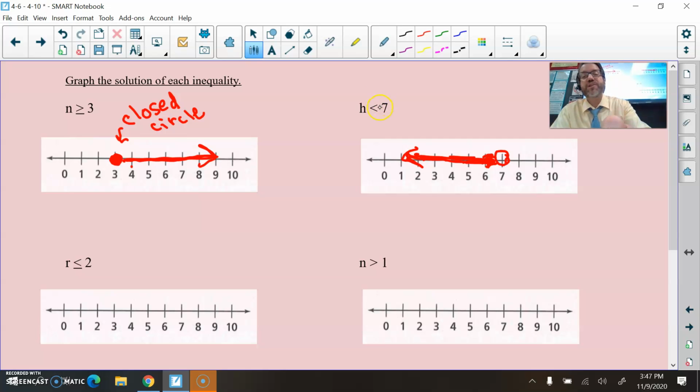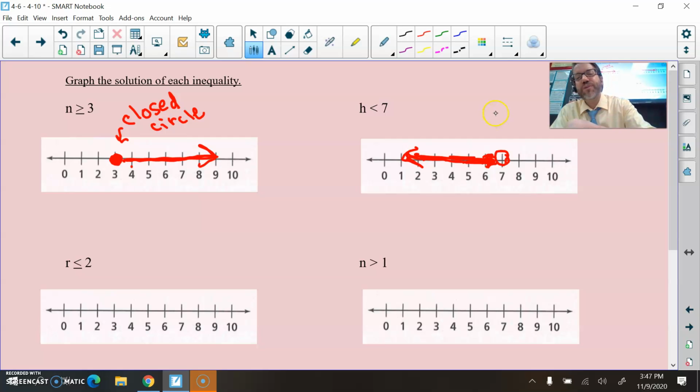Hey, you know less than starts with an L? The less than symbol almost looks like an L that's been bent over a little bit, right? Less than, left. They both start with L. Now, should I fill in my circle this time? Well, this is not equal to 7, it's just less than 7. If it were less than or equal to 7, then I would want to close the circle. But this one I need to leave open to show, hey, 7's not included in our solution set.